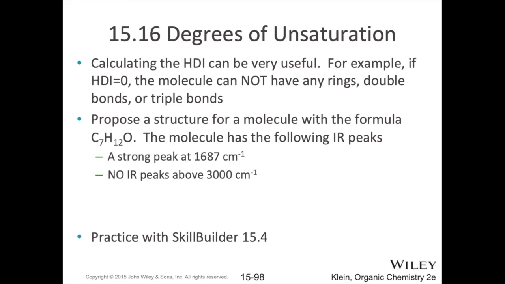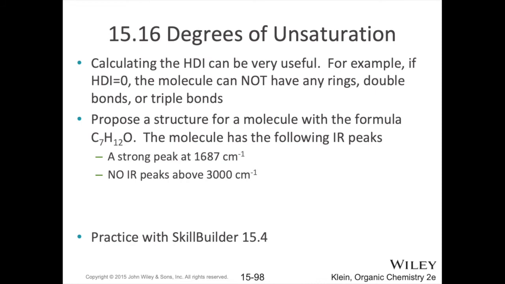So let's practice this. Let's combine multiple analytical methods here. We have a formula of C7H12O, and we also are told that the IR for this molecule has a peak at 1687 wave numbers, and it also points out there are no IR peaks above 3000 wave numbers. So first of all, figure out how many degrees of unsaturation there are here, and then think about what these 2 pieces of information tell us about how the pieces of this molecule are connected together. Feel free to pause this video while you think about that.